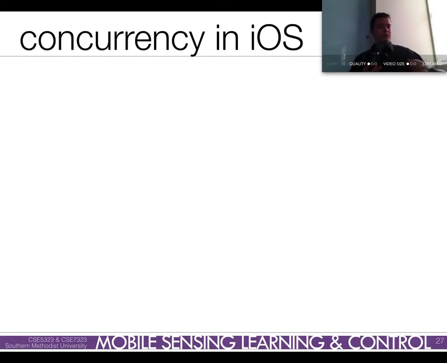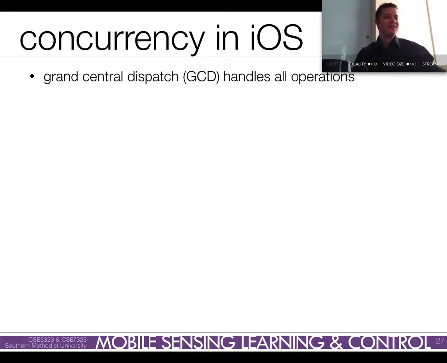Okay. So concurrency in iOS. What is all this block business? Right? You're going to love blocks by the end of this class. And if you don't, you're not going to like iOS. All right? So concurrency in iOS, when you want to run multiple things at a time, there's this wonderful thing called Grand Central Dispatch. And it handles all of the operations, right? So you're going to define some operations that you want to happen, and you're going to give them over to Grand Central Dispatch.